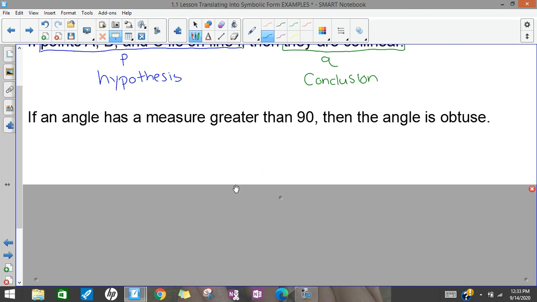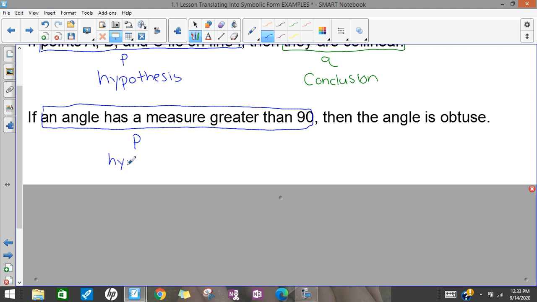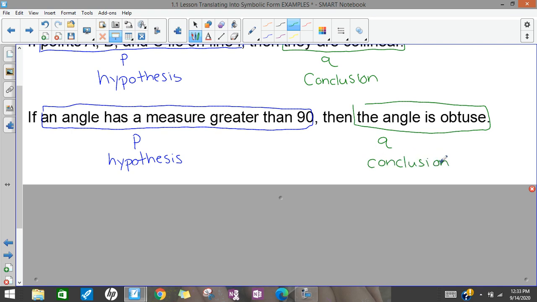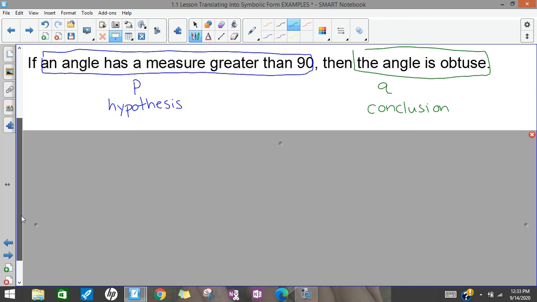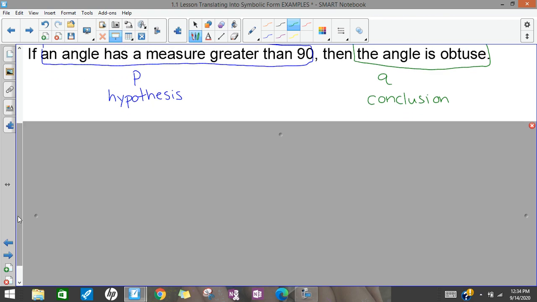Here I have another one. Again, the stuff in between if and then is going to be my hypothesis. So my hypothesis here is an angle has a measure greater than 90. All the words that come after the word then is my conclusion. The angle is obtuse. Remember again, if and then, they're sort of like glue that holds the hypothesis and conclusion together, but they're not part of either of them.